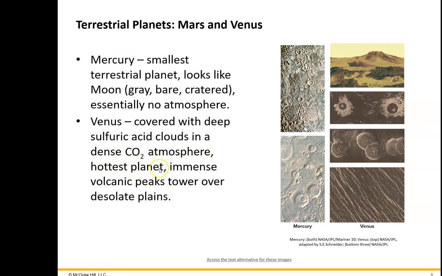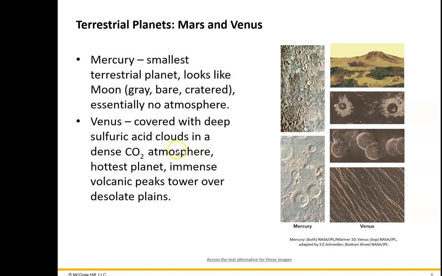It is the hottest planet in the solar system, even hotter than Mercury. And the reason that it's so hot, as a matter of fact, is because of its incredible atmosphere. It's a very thick atmosphere. It acts like a blanket. Basically, all the heat that comes in just stays.